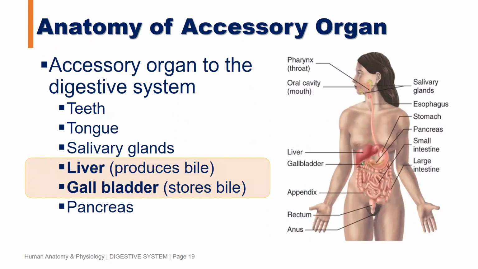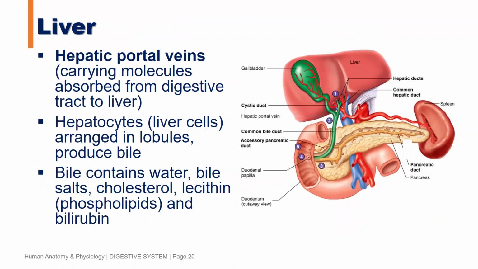Now let us look at the accessory organs of the digestive system. Your teeth, your tongue, salivary glands, and then you have your liver, which mainly produces bile. Then you have your gallbladder, which stores bile, and then your pancreas. We'll discuss bile and gallbladder. Liver, you have your hepatic portal vein, this blue tube here. Okay? It carries molecules absorbed from your digestive tract to the liver.